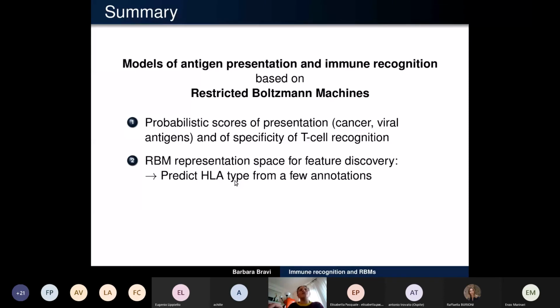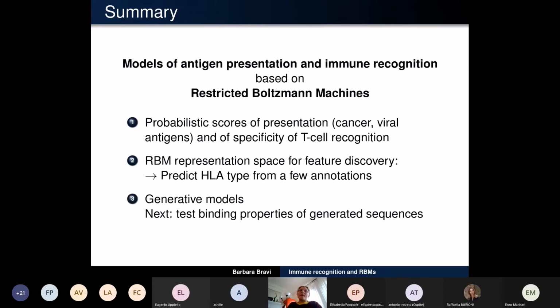And as avenues for future work, we would be interested in exploring the generative performance of these models. That is, by sampling from the inferred probability distributions, we could obtain antigens that are potentially functional, or receptors that potentially recognize a given antigen target. And these potentially functional sequences, of course, could also be tested in terms of their binding properties. And therefore, we think it is definitely an interesting direction to pursue.